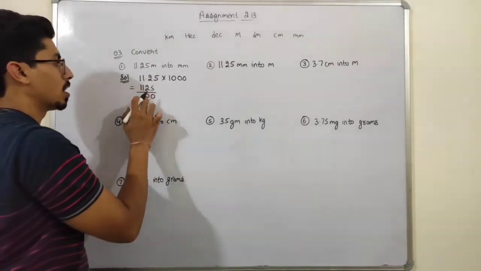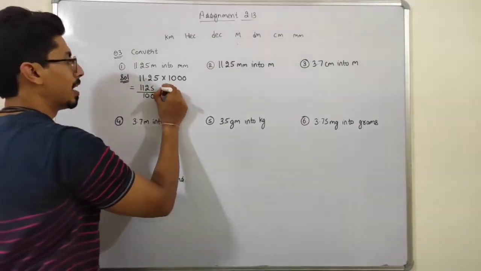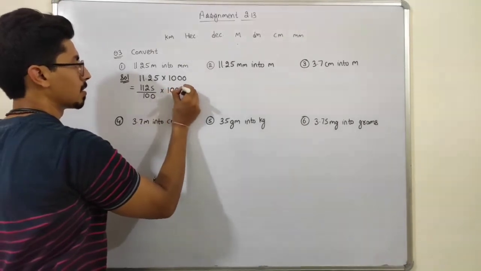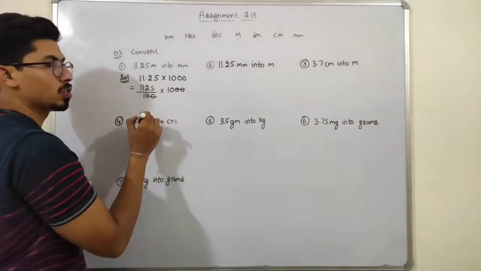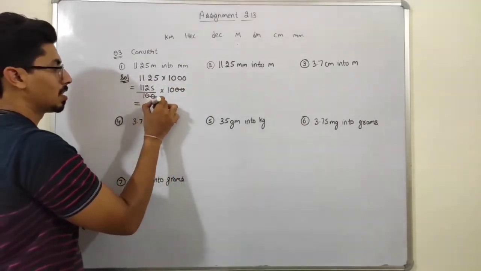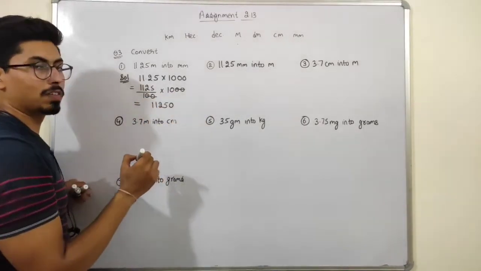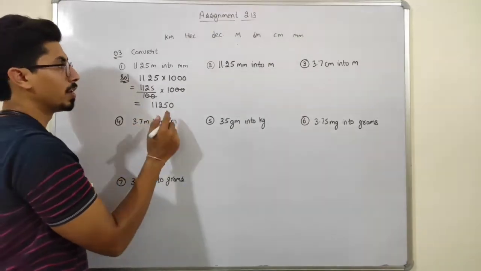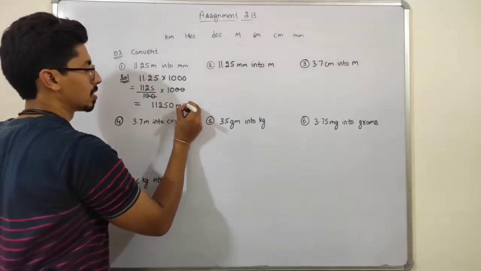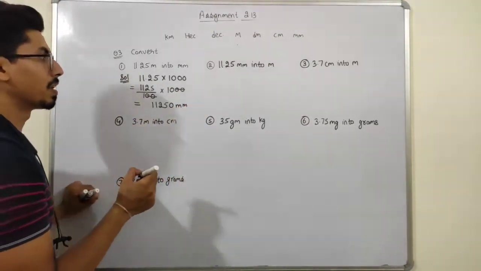So just put 2 zeros in denominator, and if I multiply these numbers, 2 zeros cancel out with these 2 zeros. Answer will be 1125 multiplied by 10, so it will be 11,250 millimeters, students. Okay, so this is our answer.